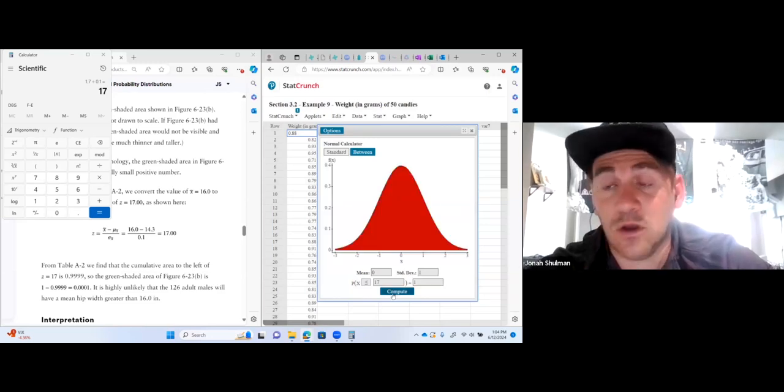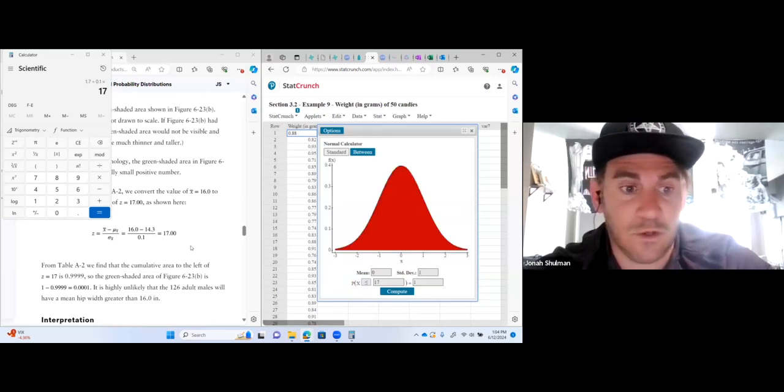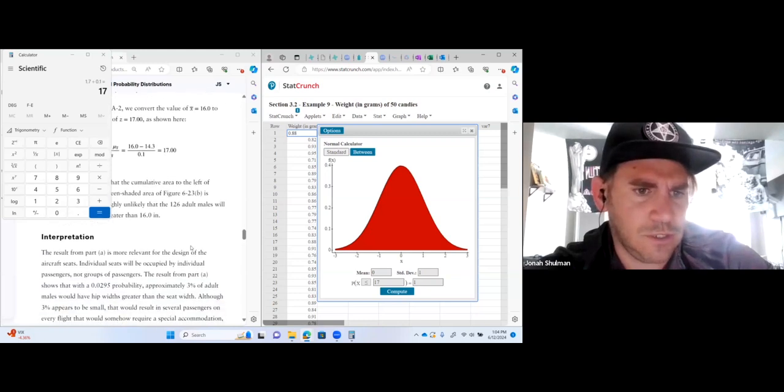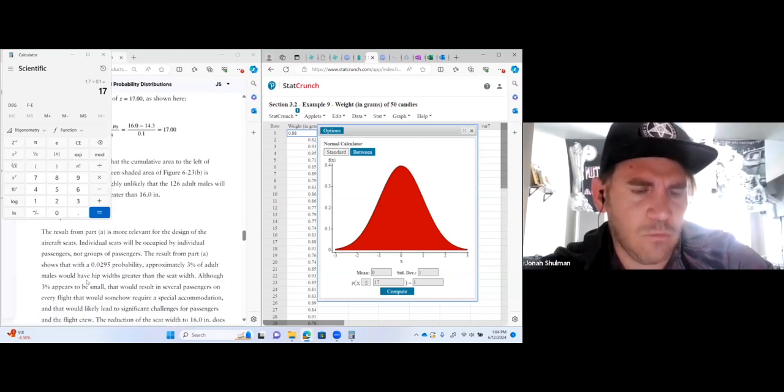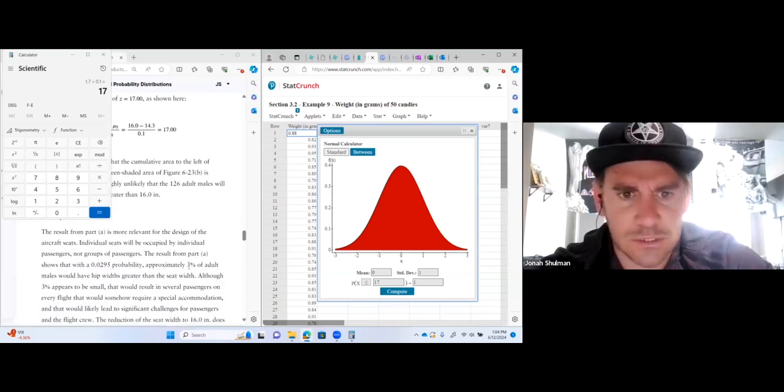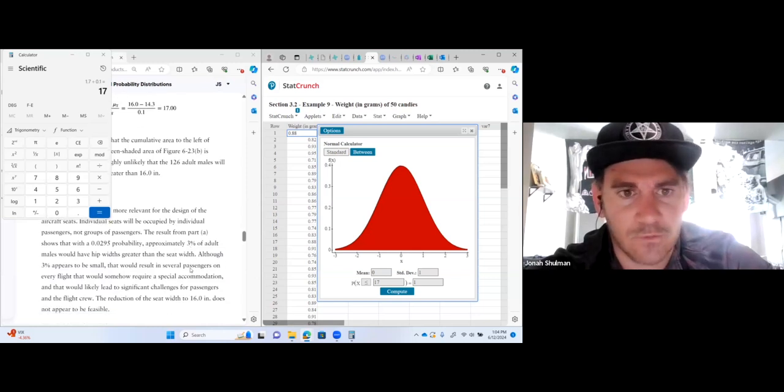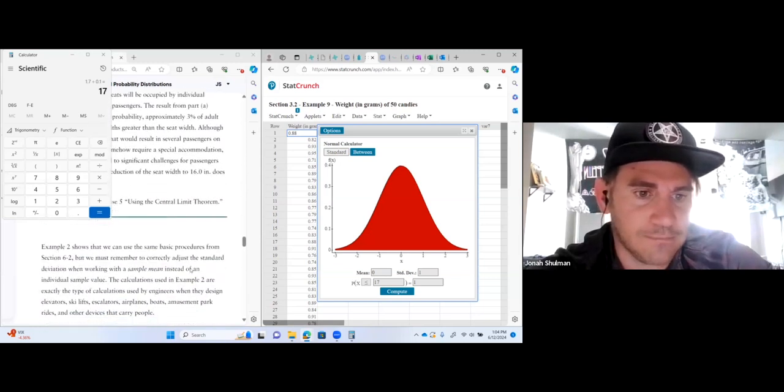See, it should be like almost everybody falls within that range. So one person not being able to fit in these new seats would be 3%. Having an entire flight would basically be 0%.